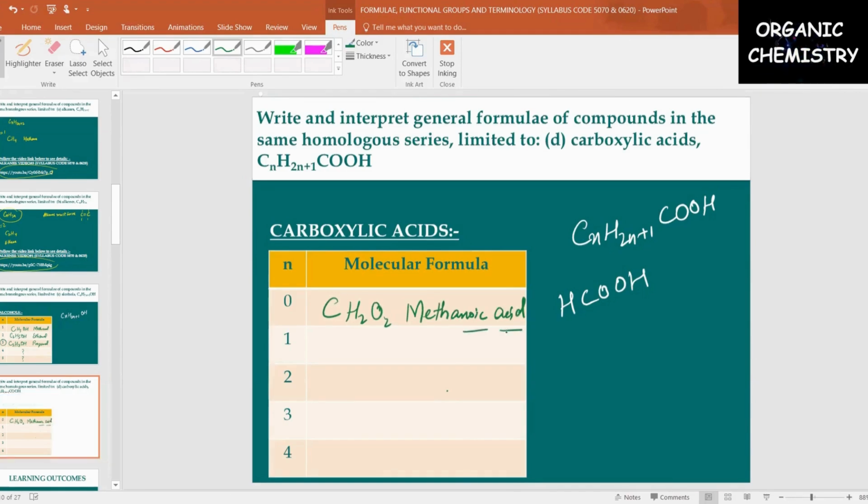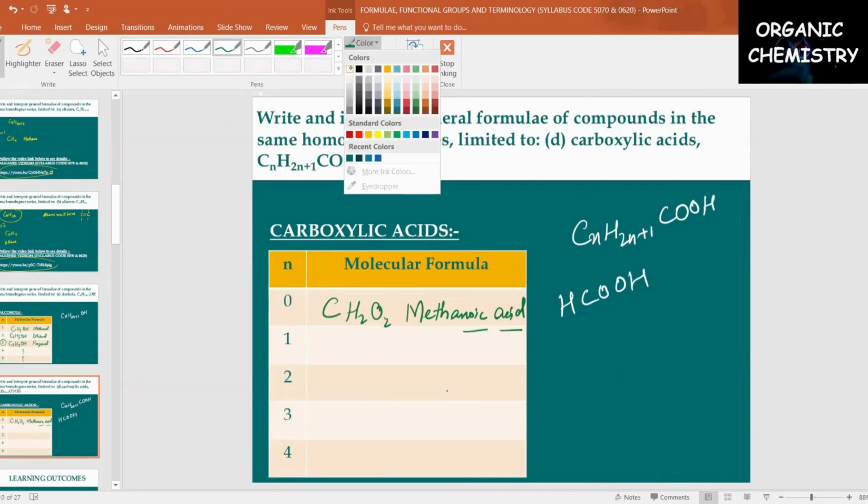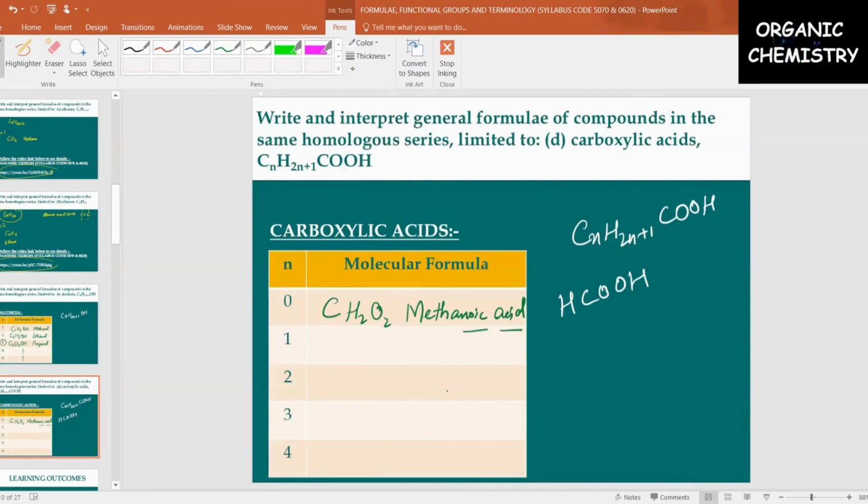What about the second member? Here the value of n is 1. So if you write 1, you'll get C, H2 multiplied by 1 is 2, 2 plus 1 is 3, CH3COOH. So the molecular formula will be C2H4O2. Here we have a total of 2 carbon atoms, so I will write ethanoic acid. Again, the name ends on oic acid.